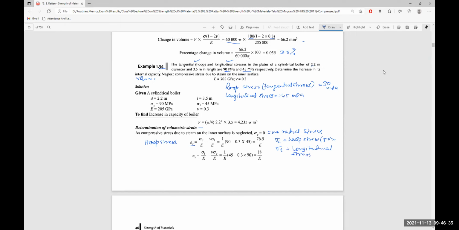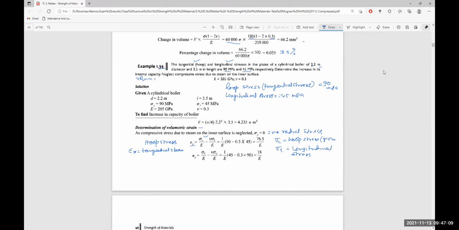When calculating the tangential strain, epsilon x, we use the tangential stress sigma c divided by E, which is the predominant stress and strain, minus mu multiplied by the longitudinal strain divided by E, which acts normal to the circumferential stress itself.